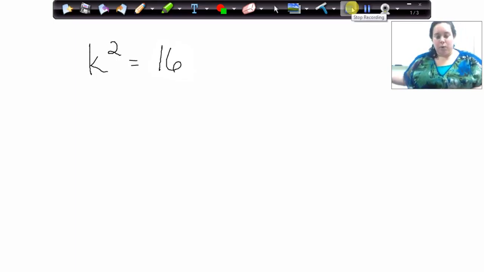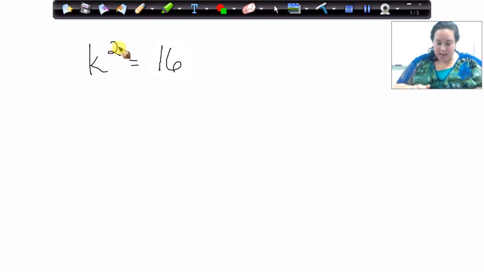Another way we could solve quadratic equations is by taking square roots. Quadratic equations have a squared term as their highest term. They're degree 2. So we can take a square root if we have the equation solved for the squared term. In this case we have k squared on a side by itself equals 16.